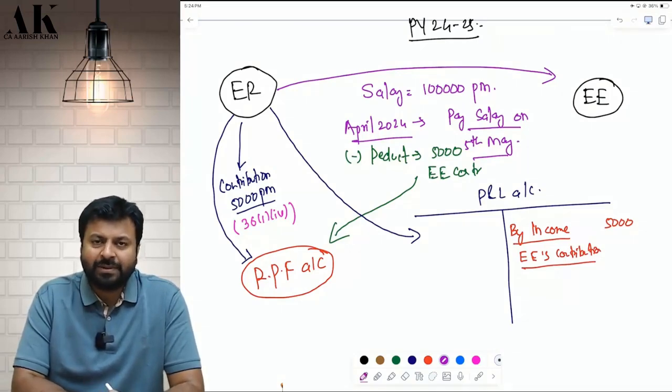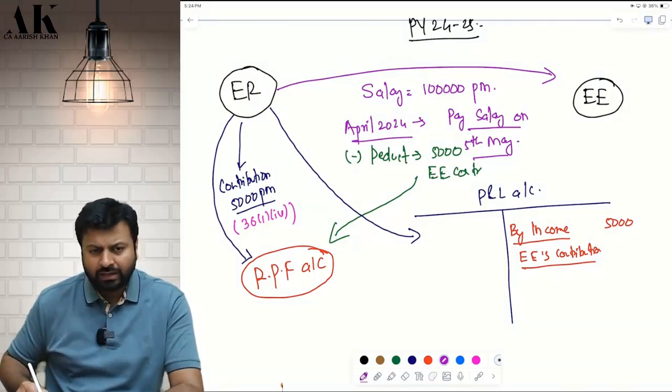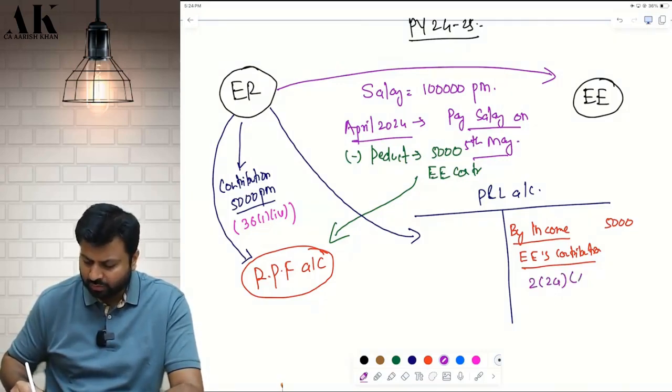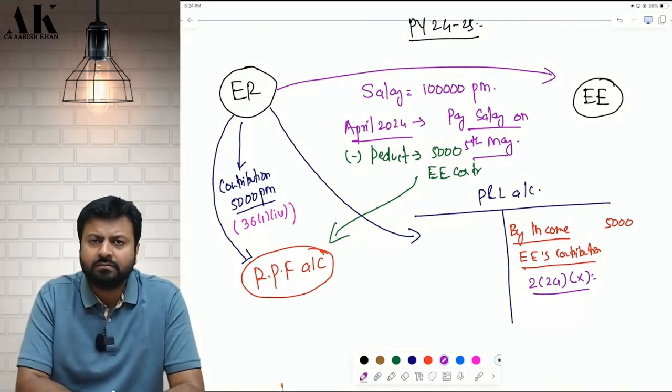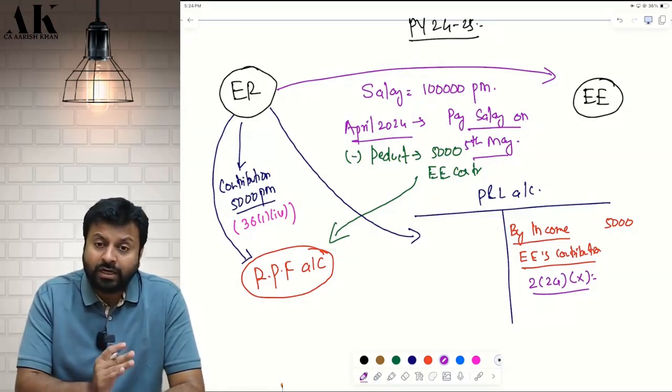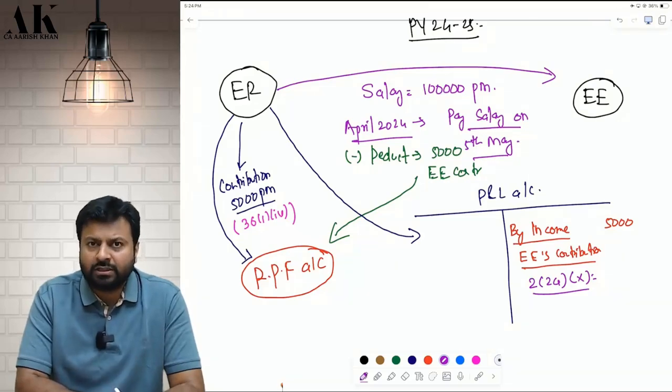Sir, how the hell is it my income, sir? I am just deducting. How can it become my income? The law has defined under the definition of income, section 2(24)(x), that it is an income. Then you have to consider that as an income. You don't have any option. But sir, how come it is an income? It is not my income. I am just deducting. I will pay it. But on the date of deduction, you have to consider that as an income. But why, sir? Is there any logic? Logic you will understand in the next 5 minutes.